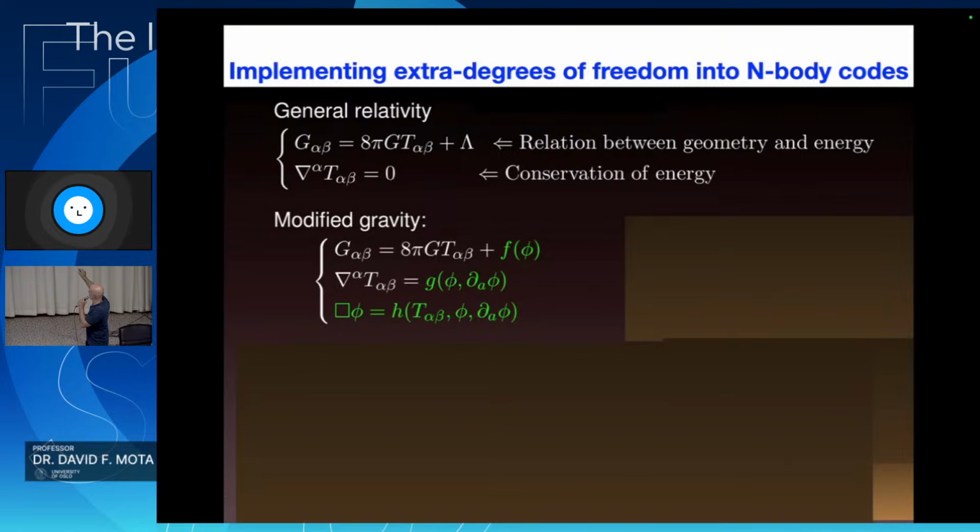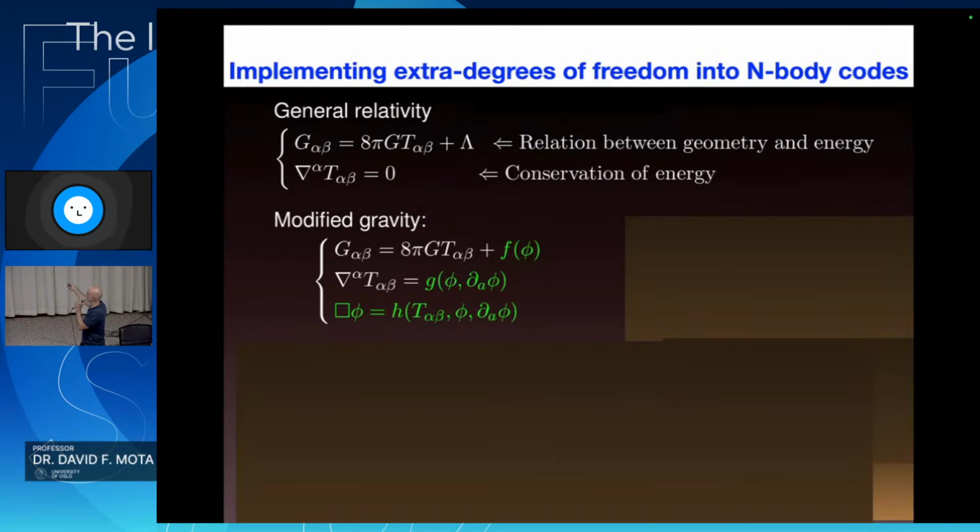I will have the Einstein equations plus a function from the scalar field. The energy momentum tensor here is 0 because there's nothing there, but here it is going to be proportional to the fifth force, because now particles also feel the fifth force from my scalar field. And since I'm including a scalar degree of freedom, I also need to solve the Klein-Gordon equation for my scalar field.